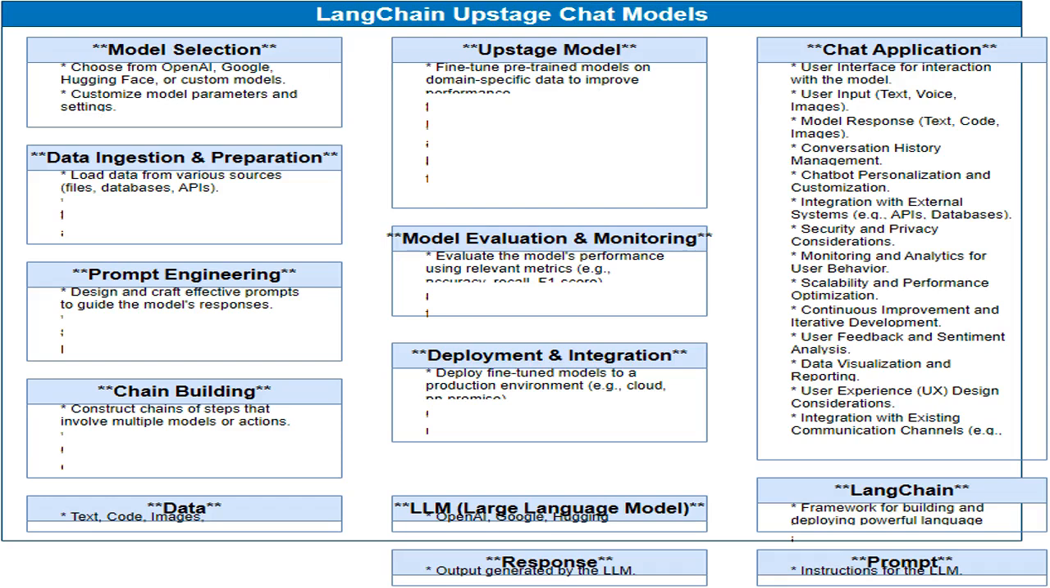Constructs chains of steps involving multiple models or actions. Uses different chain types, e.g., sequential, parallel, map for managing complex workflows. Leverages chain components, e.g., retriever, question answering for specific functionalities.